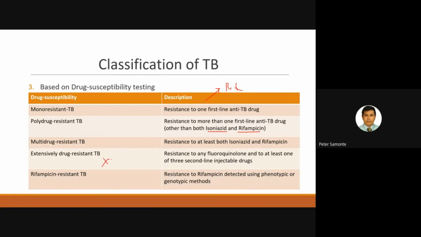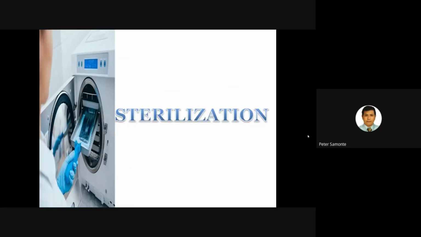Extensive, we have your so-called XDR. Resistance to any fluoroquinolone and to at least one of the 3 second-line injectable drugs. And we also have your RRTB, resistance to rifampicin detected using phenotypic or genotypic method. So this would be from your Xpert machine. So that ends our staining part, class. Before I proceed to your module 5, final module, class, would be your sterilization.